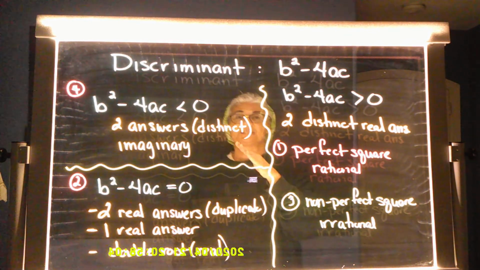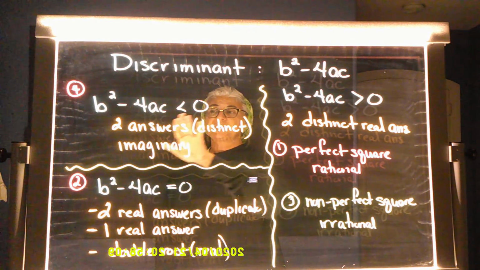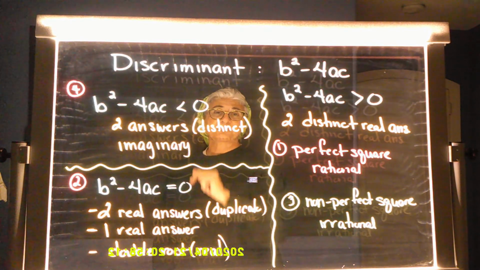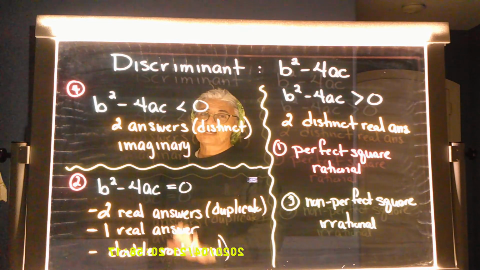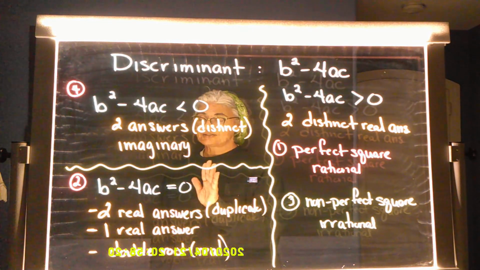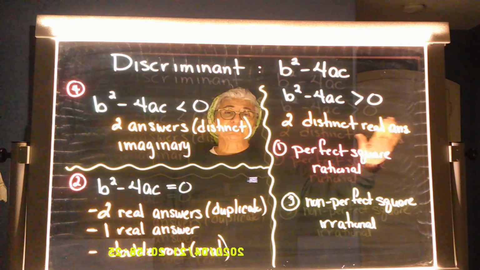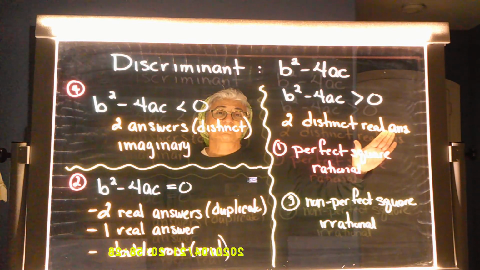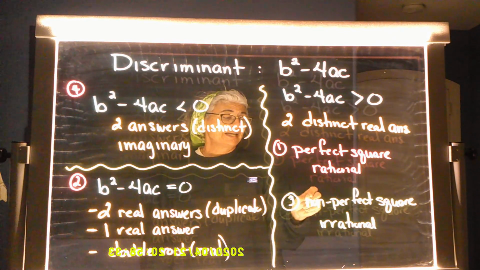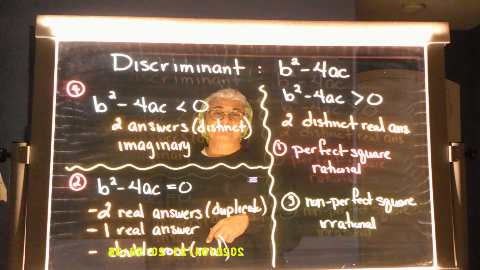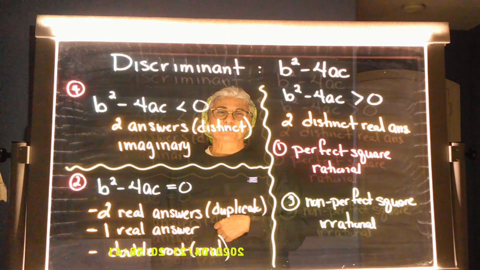So the 4 problems we did fit into these categories. If it's less than 0, I get 2 distinct solutions, but they're imaginary. If it's equal to 0, there's 3 ways of saying it, and they all mean the same thing: I get 2 of the exact same answer. If it's greater than 0, I'm going to get 2 distinct real answers. If that discriminant is a perfect square, they're rational. If not, they're considered irrational. Cool? Okay, hang in there. I've got some applications for us.